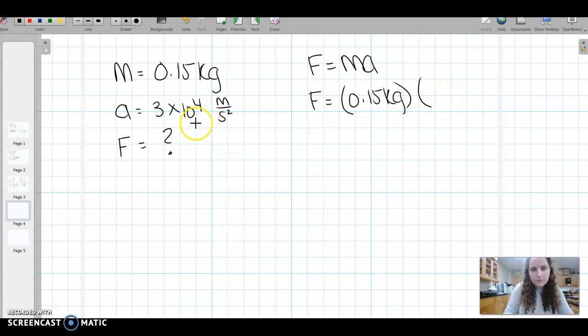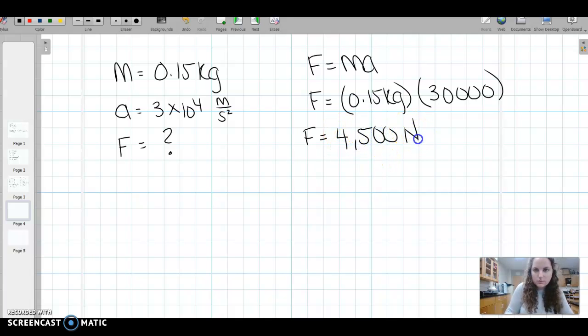Now this might ring a bell to you, right, when we were talking about scientific notation, but all this is saying to you is that 3 times 4 zeros, so 1, 2, 3, 4. Okay, so if we were to write this down again and plug it in our calculator, 1, 2, 3, 4, we would get 4,500 newtons.